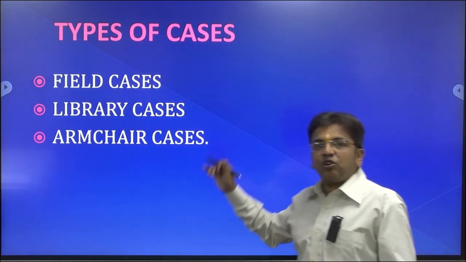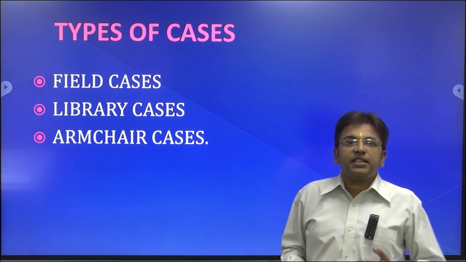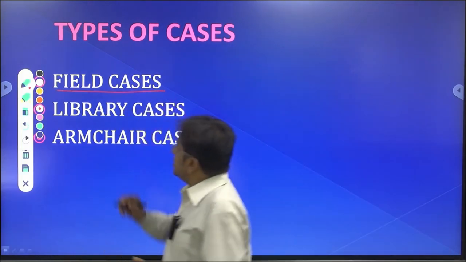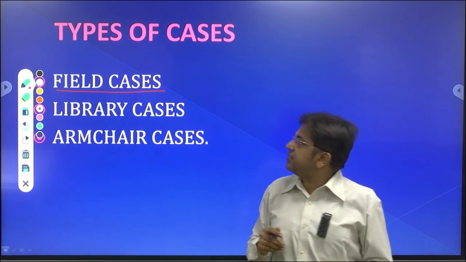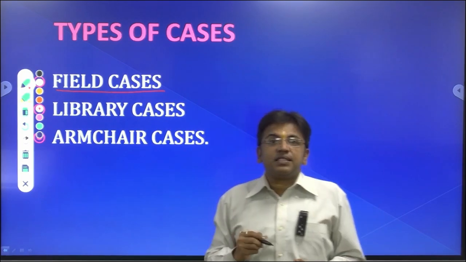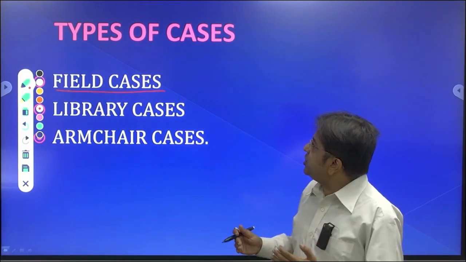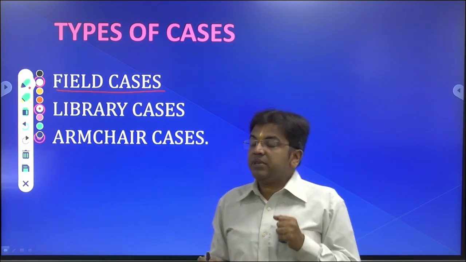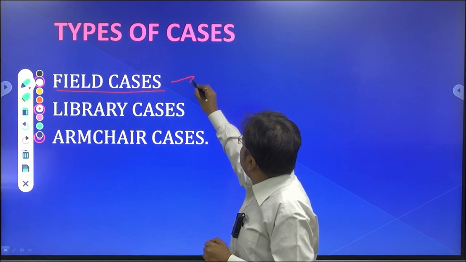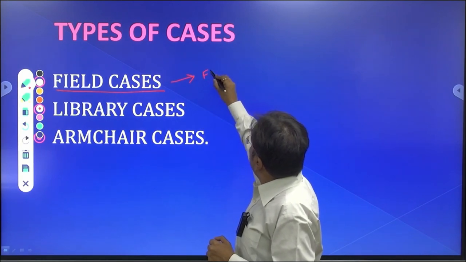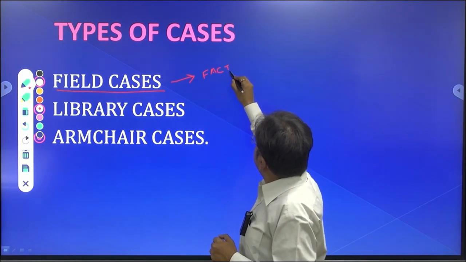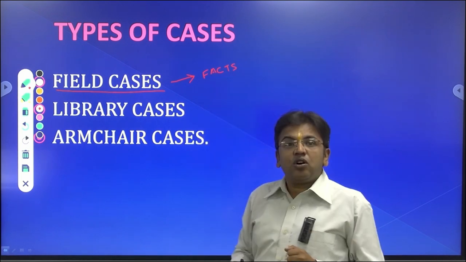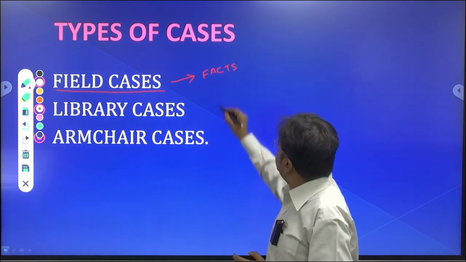Then types of case. As you all know, there are different types of cases. The first type of case is the field case. A field case is a case in which a researcher has factual data. Means here, whatever data he has got is based on facts. All the data which he has got is real data.